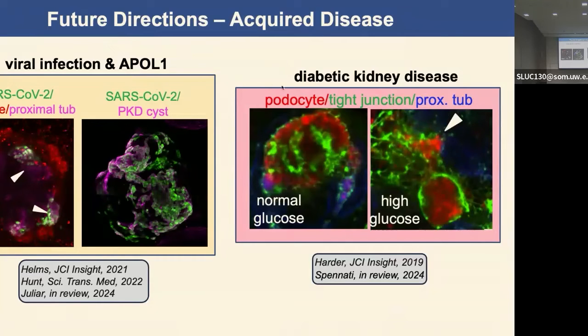We're also now beginning to model diabetic kidney disease. Of course, there's no single gene that you can mutate to cause DKD, but we have identified a preliminary phenotype in which high glucose can trigger changes in the podocyte population. And that's a paper that we are now trying to get published.